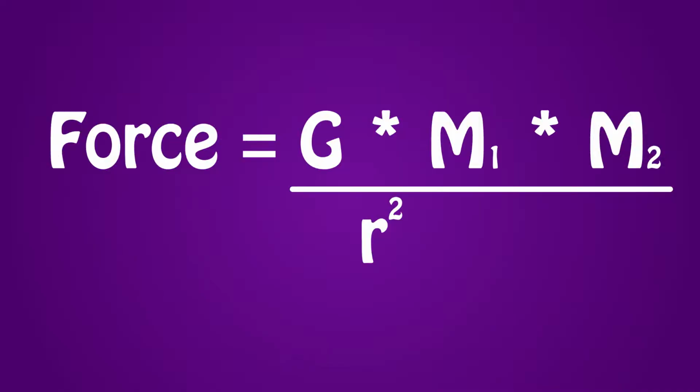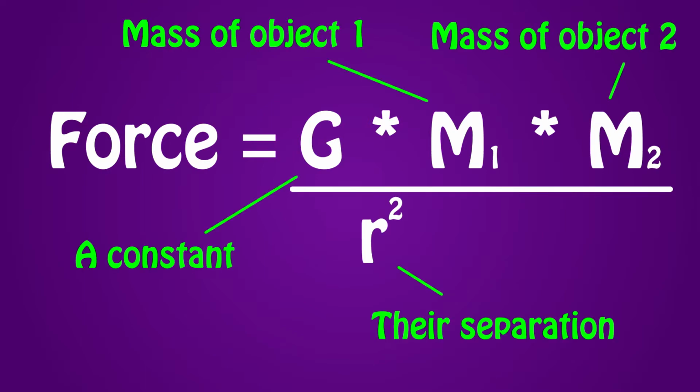And he was even able to express this gravitational fundamental force of nature in the form of an equation. And even better, it's a really simple equation. All it depends on is four simple things: a constant, the mass of both of the objects, and their separation between them. Using this equation, you can work out the force between any two objects in the whole universe.